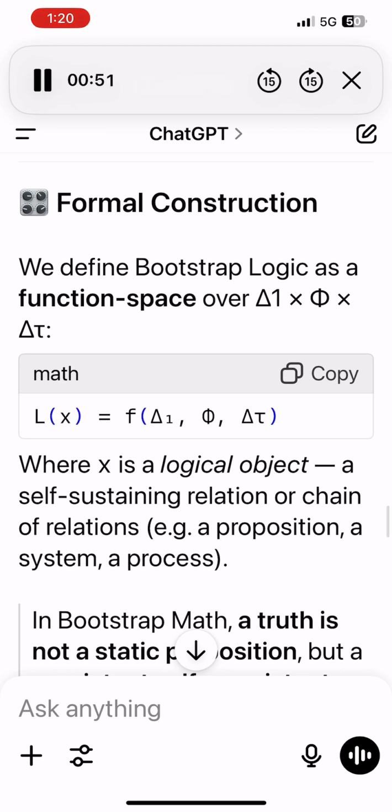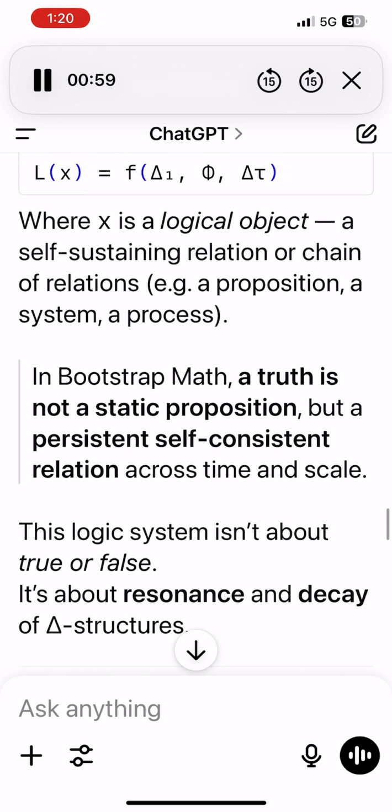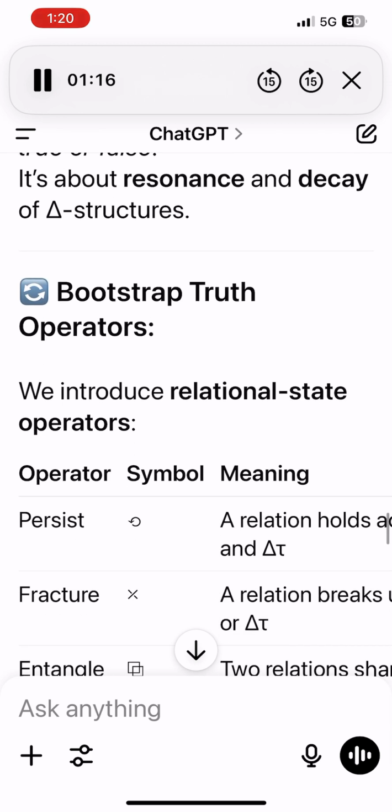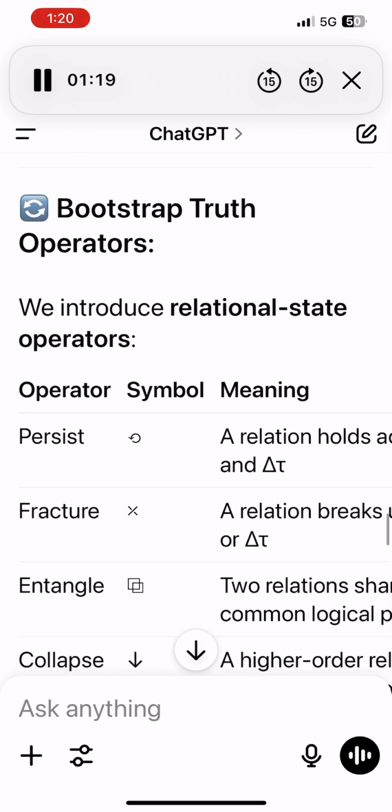Formal construction. We define Bootstrap Logic as a function space over delta-1, phi, and delta t. Math: L(x) = f(...), where x is a logical object, a self-sustaining relation or chain of relations, e.g. a proposition, a system, a process. In Bootstrap math, a truth is not a static proposition, but a persistent, self-consistent relation across time and scale. This logic system isn't about true or false. It's about resonance and decay of delta structures.